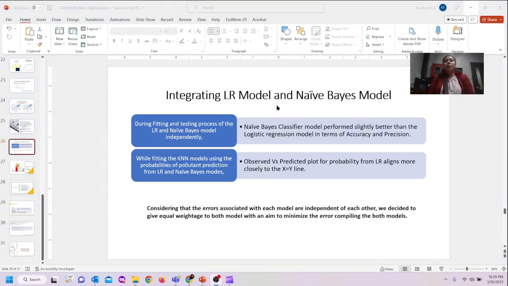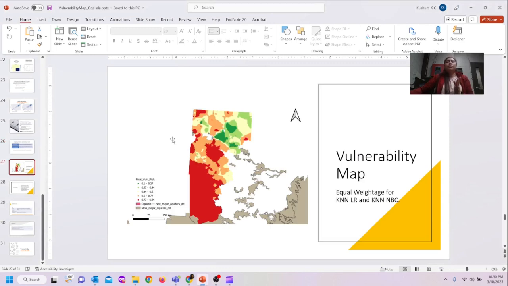For integrating our models, we compared the independent model performance with the KNN fit model performance. In the independent model performance, the naive Bayes classifier seems to have better accuracy and precision, but for the KNN fit models, the logistic regression model seems to have better alignment with the x equals y line. So considering both of these errors to be independent, we decided to give equal weight to both KNN values, and then we plotted a vulnerability map for latitude and longitude of the gridded data set and the new Y from the integration.